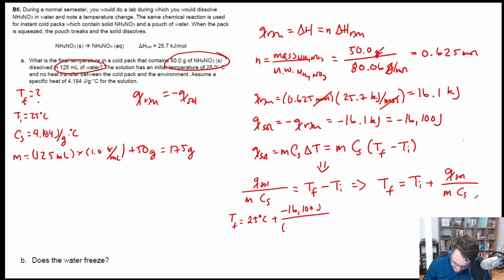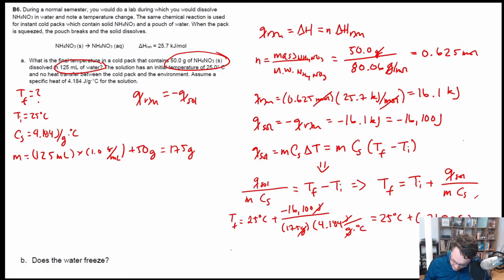And so the mass is 175 grams times the specific heat, which is 4.184 joules per gram degree Celsius, right? And so joules cancel, grams cancel, and the degree Celsius hops upwards. And so what we get is 25 degrees Celsius plus negative 16,100 divided by 175 times 4.184. Right, we have plus negative 21.99 degrees Celsius in this case, right?